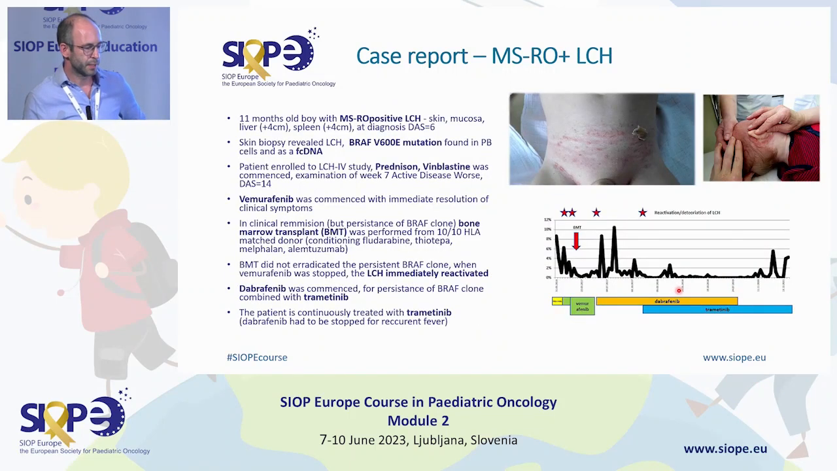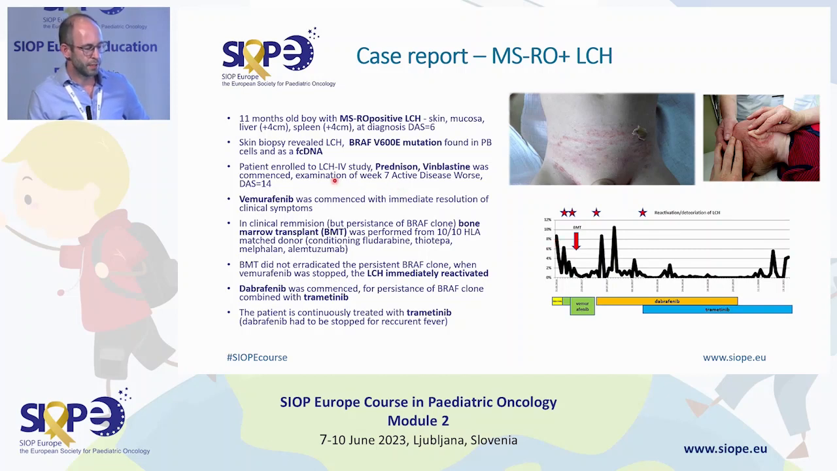And this is another case report of a patient with multisystem risk organ positive LCH. He was diagnosed at 11 months with skin, mucosal, liver, and spleen involvement. Disease activity score was 6. We did a skin biopsy. This is the plaster from the skin biopsy, and it revealed LCH with BRAF mutation, but we also identified the BRAF clone in peripheral blood, in the cells, and also as free circulating DNA.